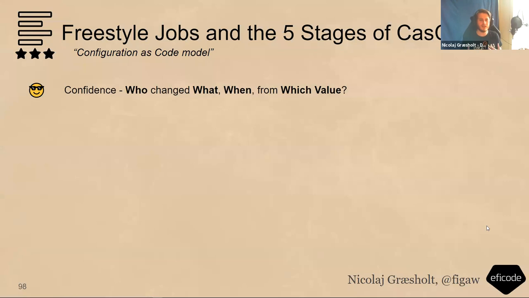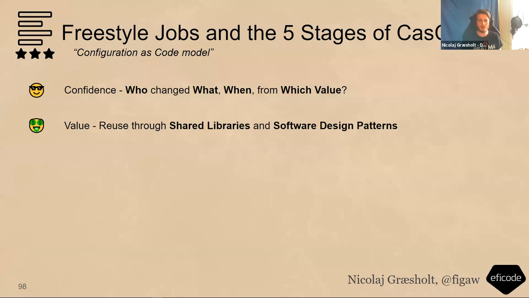I feel confident. I know who changed what, when, and from which values, because it's in version control. I'm using well-defined workflows that we use for software development. In my example, I'm using Git. So I know what changes have been made and what the current state is without having to go into Jenkins and figure it out.